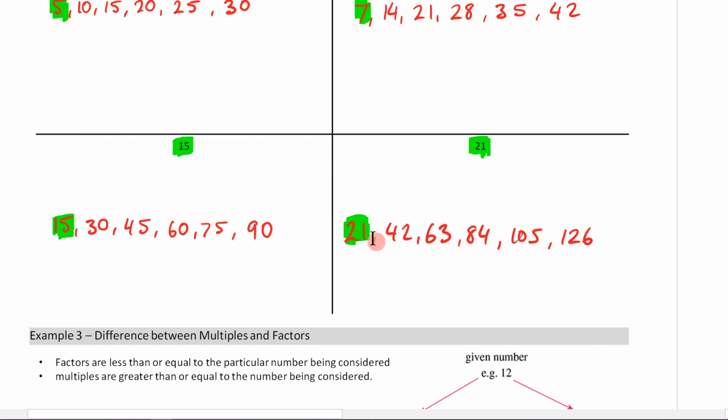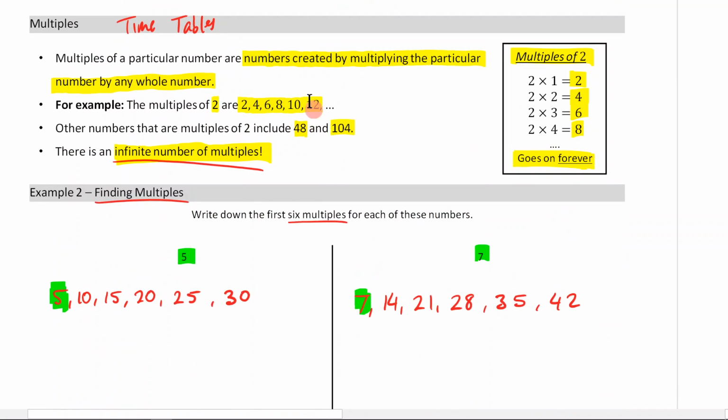So with multiples, there are two things you need to know. That they're created by multiplying the particular number by any whole number, and there's an infinite number of them.